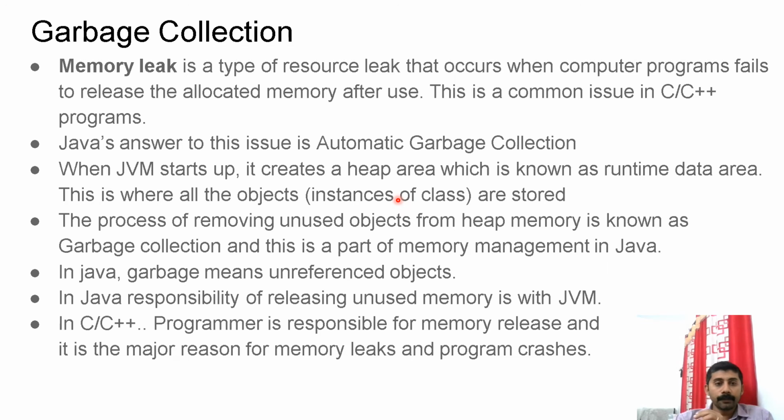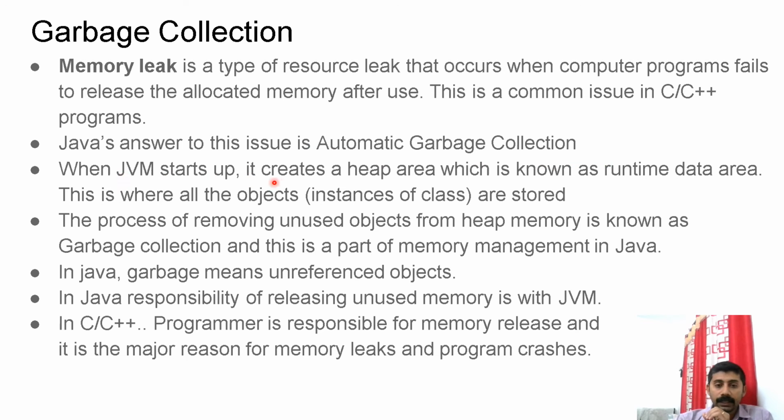Now let us learn about garbage collection. Already I explained it. Memory leak is a type of resource leak that occurs when a computer program fails to release the allocated memory after use. You forget to release the memory which was allocated after the usage. That is the situation of memory leak. This is a common issue in C++ programs. Java's answer to this issue is automatic garbage collection.